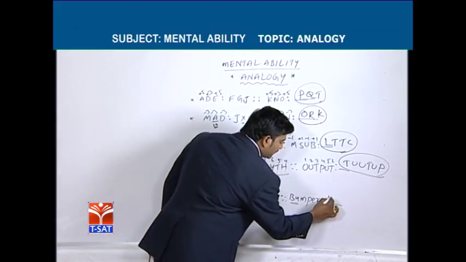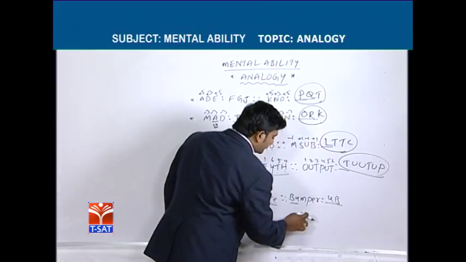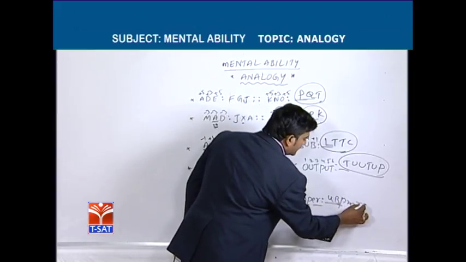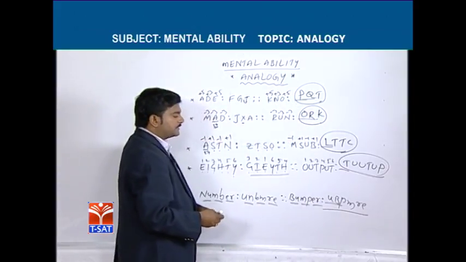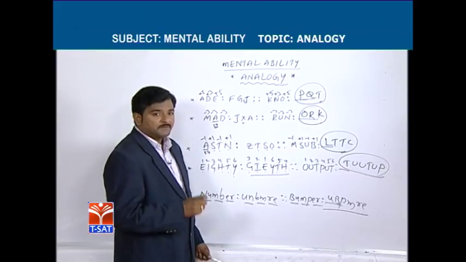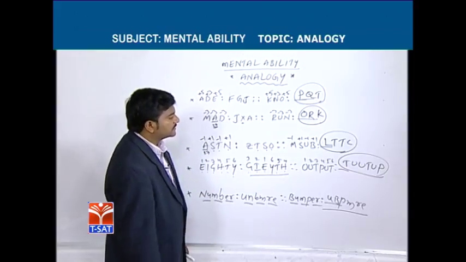BU means UB. MP means PM. ER means RE. I hope you enjoyed this concept also. Simply, every 2 letters of this word are written in reverse order. These are some of the concepts.